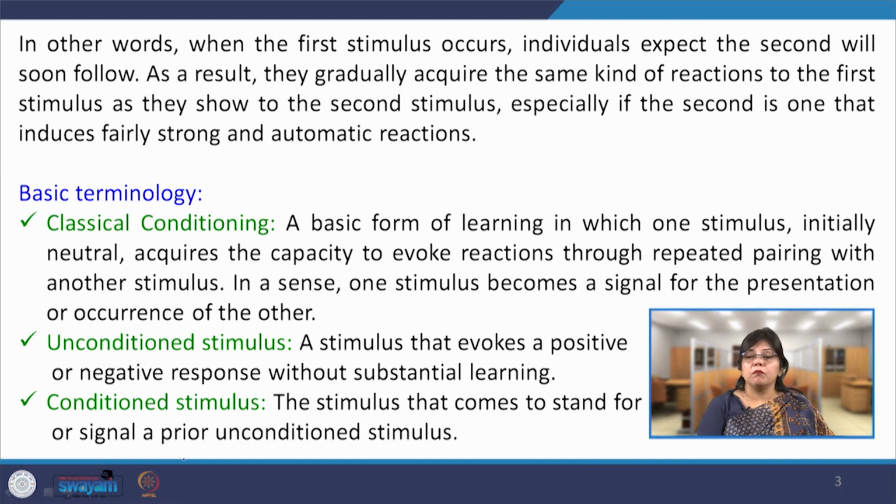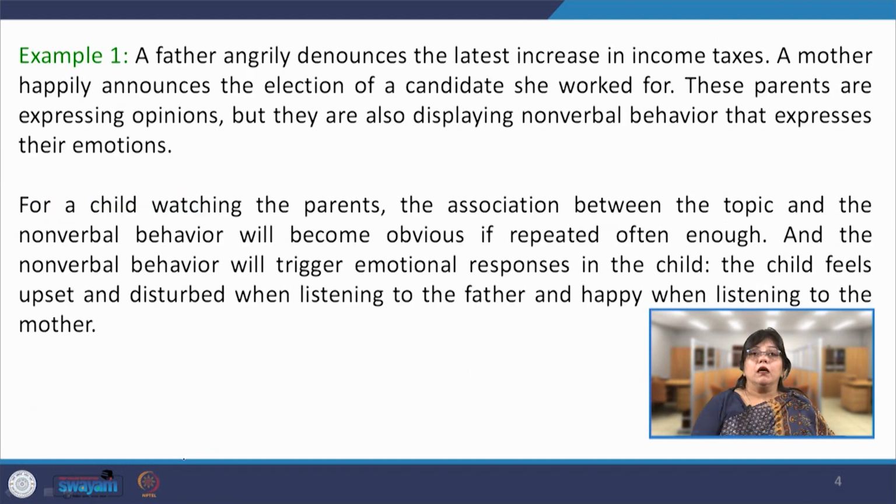So, when we are talking about conditioning, especially classical conditioning, then we have two important factors: the unconditioned stimulus, and the neutral stimulus, which is being transformed into a conditioned stimulus. Now, based on this understanding, let us discuss two more examples.